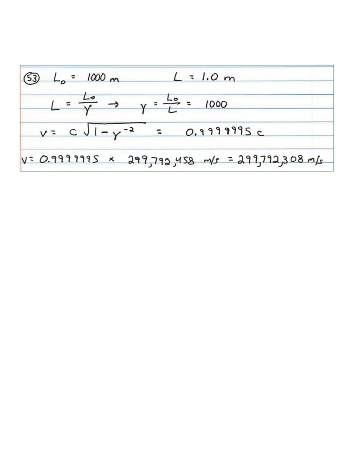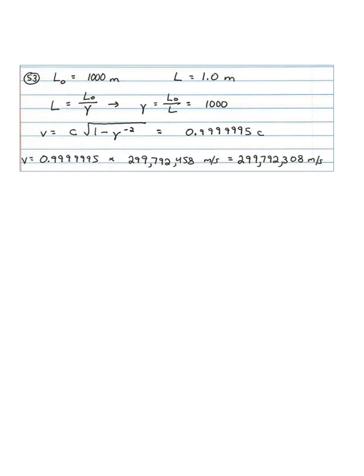Number 53, a linear accelerator can accelerate subatomic particles to close to the speed of light. A proton travels through 1 kilometer section of the accelerator with a constant speed. Find the proton's speed if this section is only 1 meter long in the proton's reference frame.